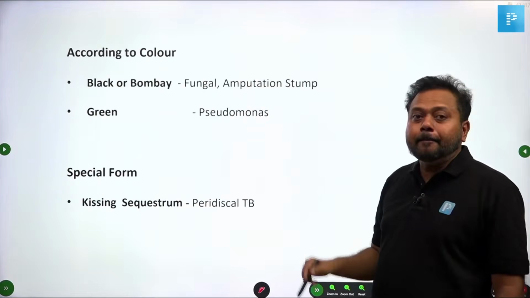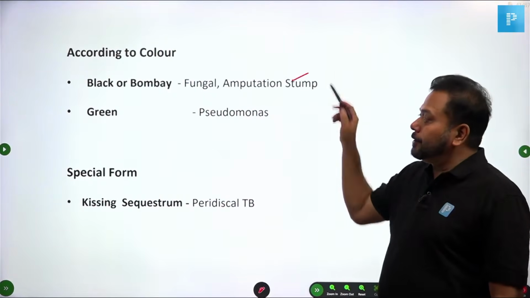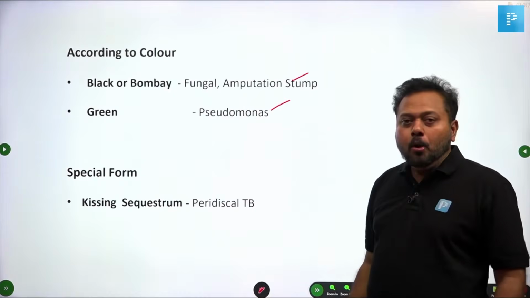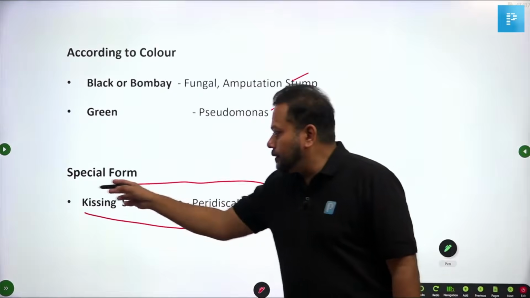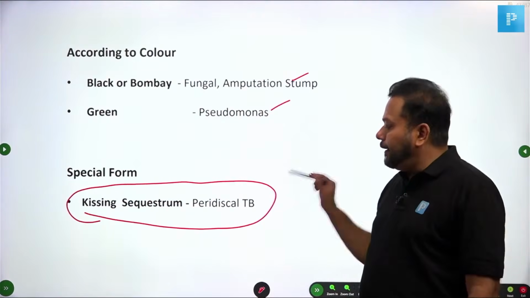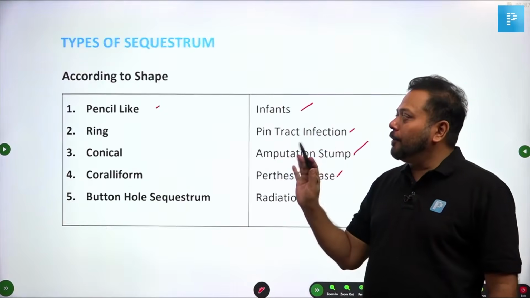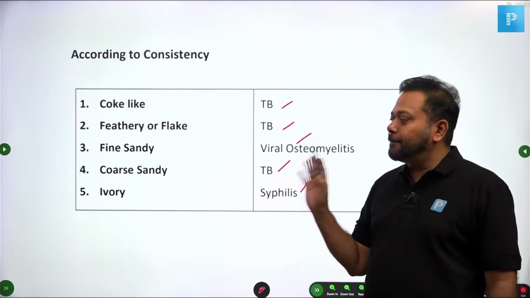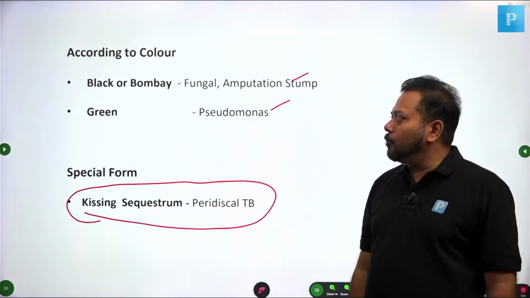According to color, black or Bombay Niger sequestrum, it's fungal, amputation stump. Green color is pseudomonas. One special form is there, kissing sequestrum. So far unasked in any of the Indian entrances, it happens only in one situation, that is peridiscal tuberculosis. Okay, that's all. Whatever book you read, only these many types of sequestrums are there. Please read it once, you will get the answer, no problem.